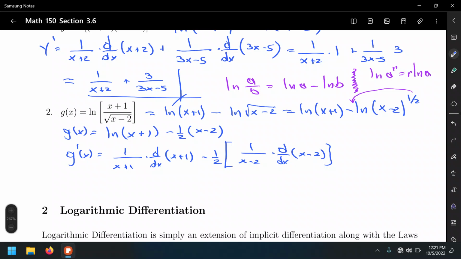Yes? Can I ask where the ln went on the rightmost? Which one? The rightmost ln. Oh! Yes, it should be here. Alright? Thank you.